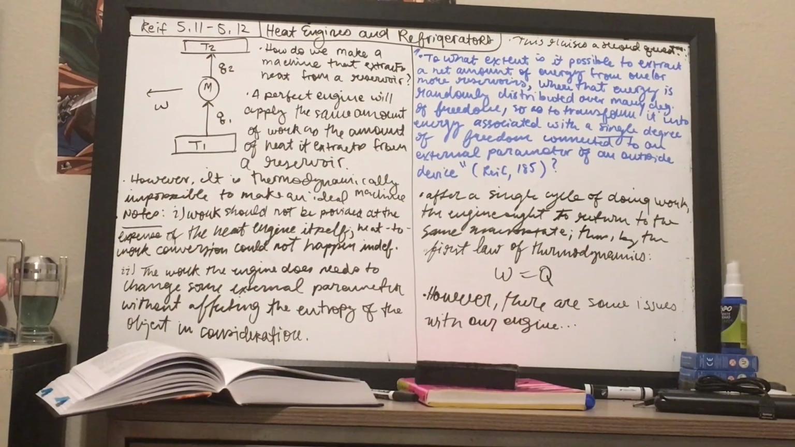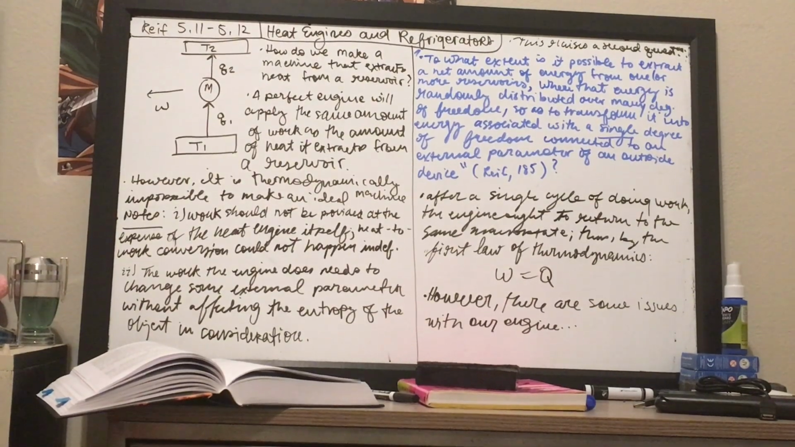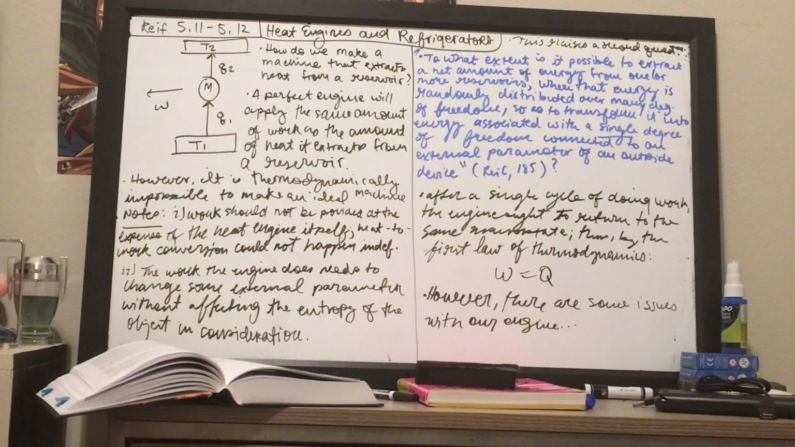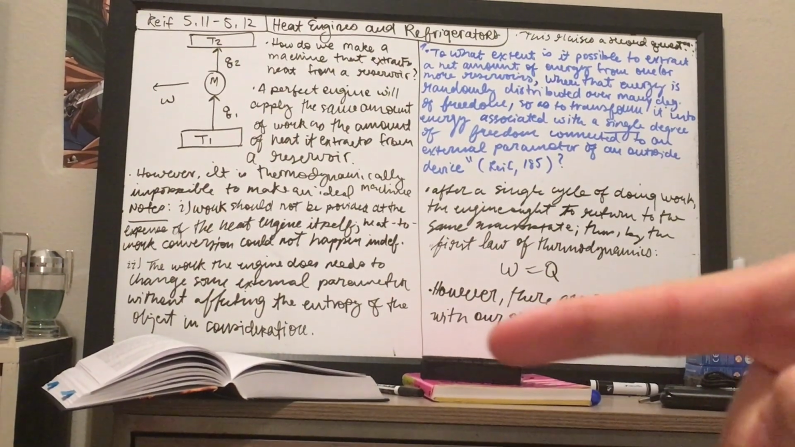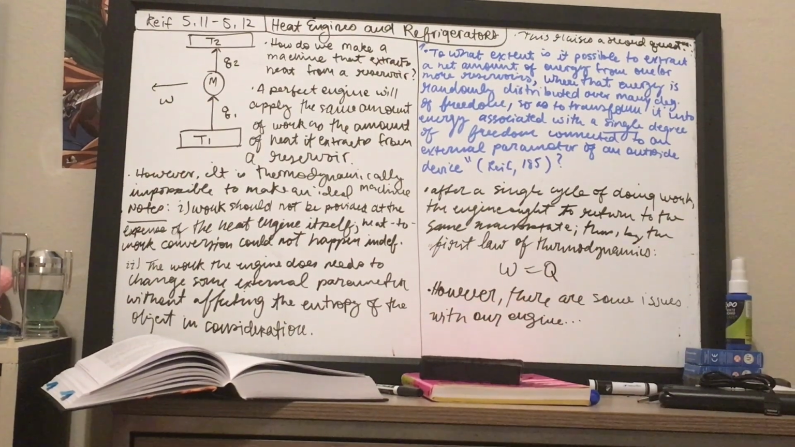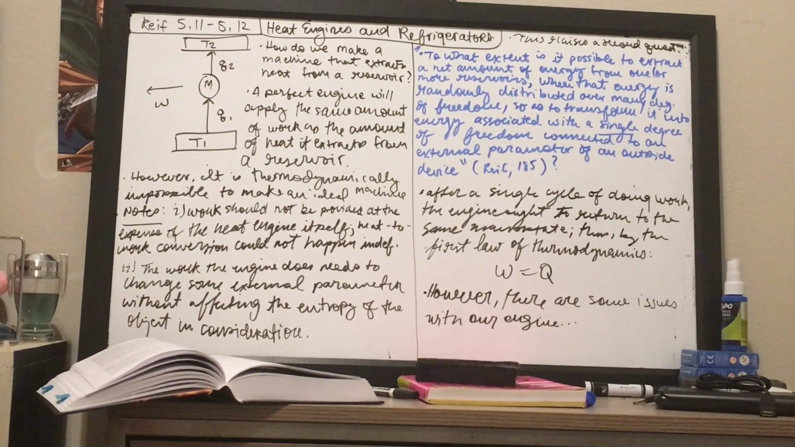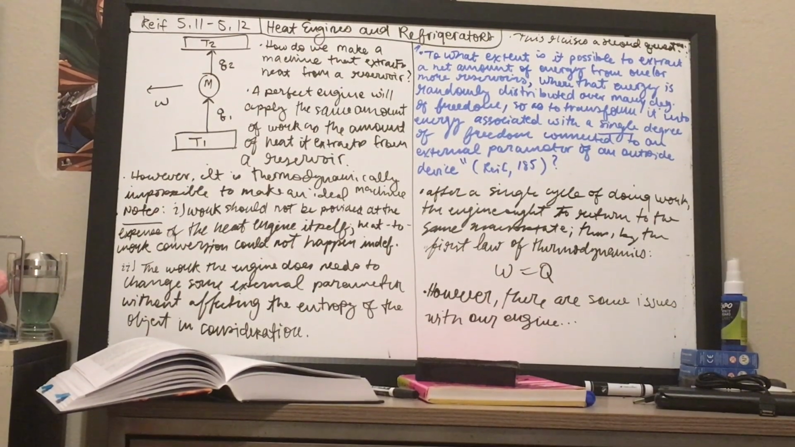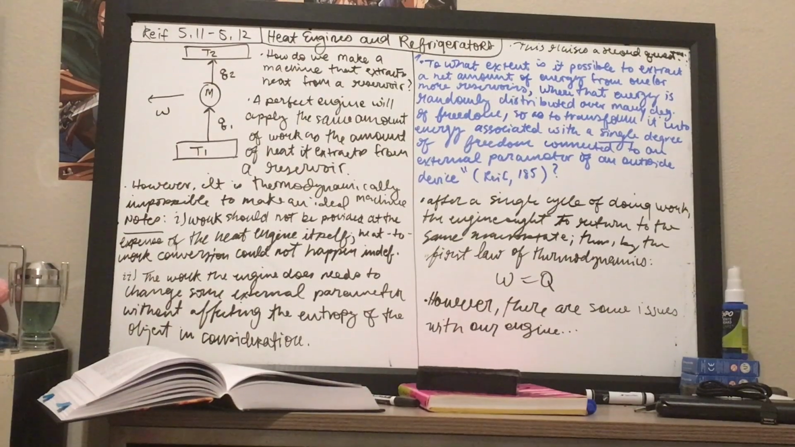And with these two caveats, Reif asks a second, longer question, and I'm just going to read it out. This is on page 185 if you have the textbook. It's sitting right in front. Right there. There's the textbook. To what extent is it possible to extract a net amount of energy from one or more reservoirs where that energy is randomly distributed over many degrees of freedom so as to transform it into energy associated with a single degree of freedom connected to an external parameter of an outside device? That's a whole lot of unpacking to do. It's a very long statement.